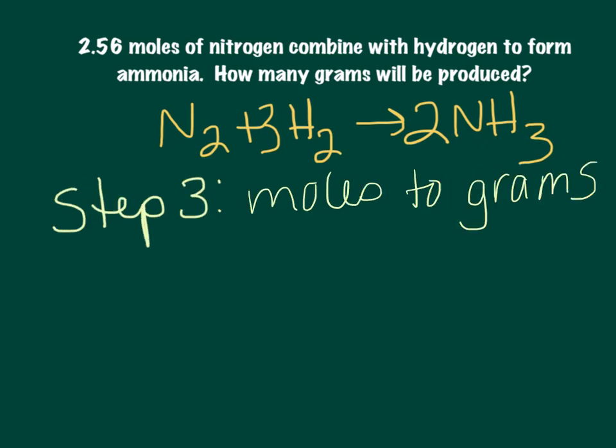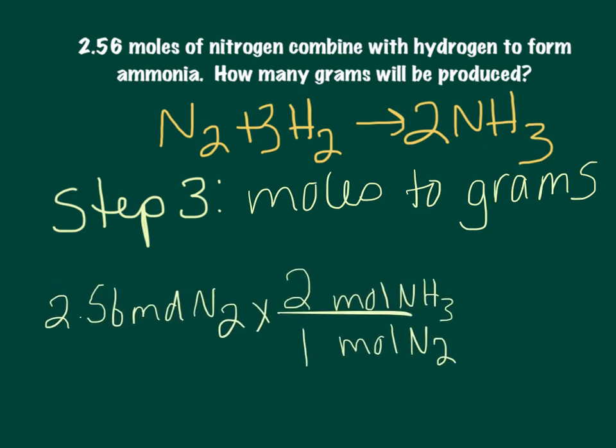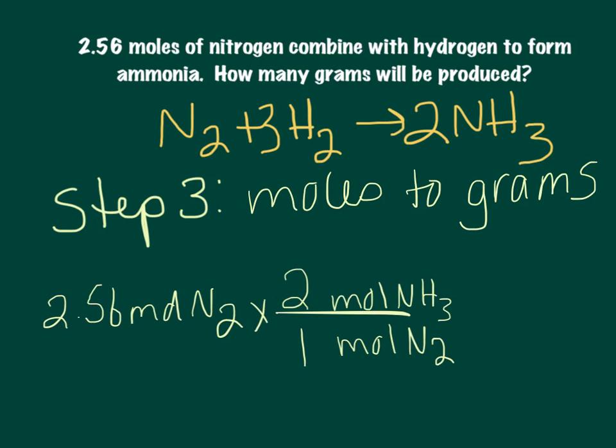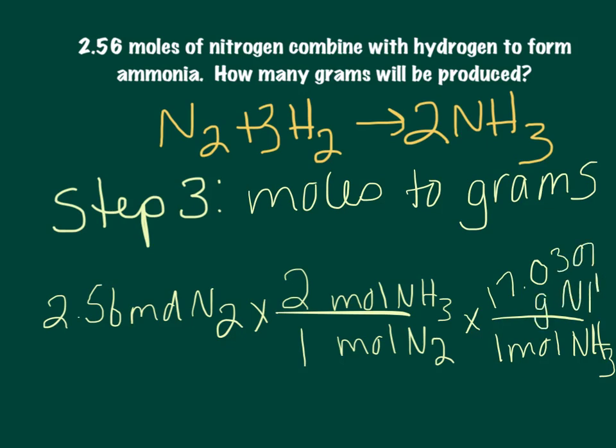Step number 3 is to change moles to grams. So I'm going to bring over our information from the previous slide where we already put our mole ratio conversion in, and now we are going to take that moles of ammonia and turn it into grams. So 1 mole of ammonia is going to go on the bottom, and then using information from the periodic table, I can calculate that there will be 17.0307 grams of ammonia in that 1 mole. So there's step number 3.